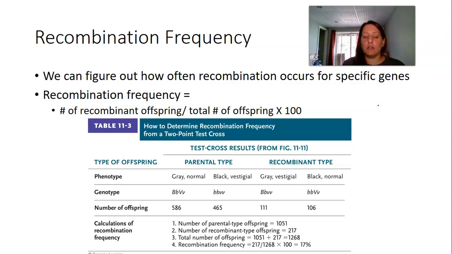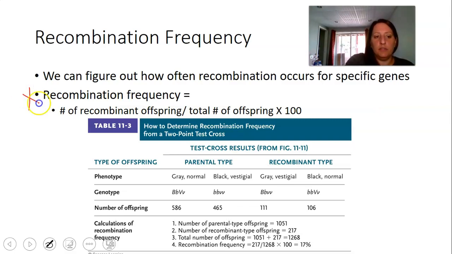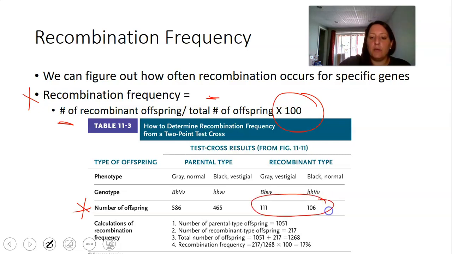This calculation is called the recombination frequency. The formula is right here. You're going to take the number of recombinant offspring and divide that by the total number of offspring. And if you want a percentage, you multiply by 100. So recombination happens what percent of the time? Let's use our example that we just went over. Here are the numbers that we actually got. We take the number of recombinant offspring and add those together: 111 plus 106 gives you 217. That's going to be your numerator.